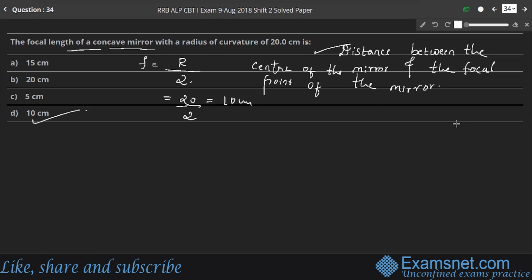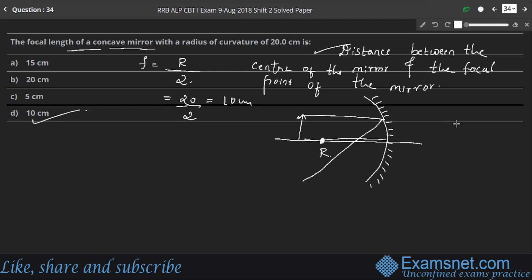For example, we'll consider a concave mirror. This is an opaque surface. We'll consider a ray of light. Let R be the center of the mirror. The ray reflects back and passes through the focal point. So here, what is asked? The focal length of the concave mirror.